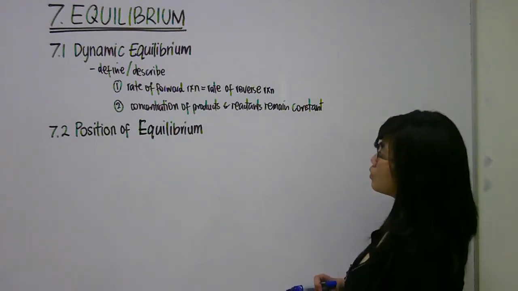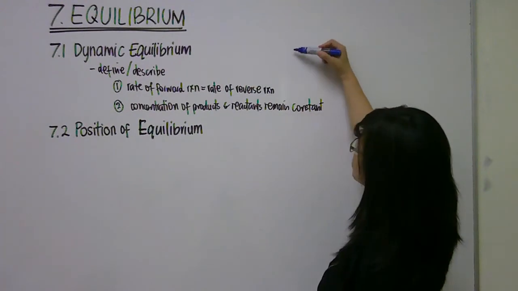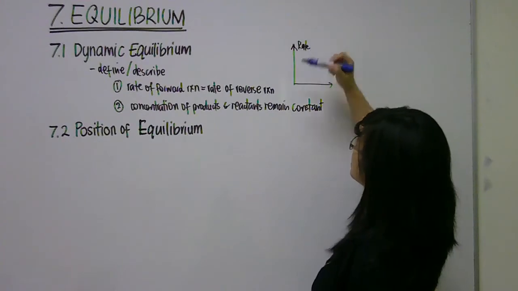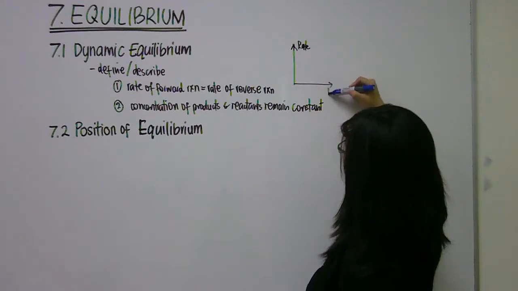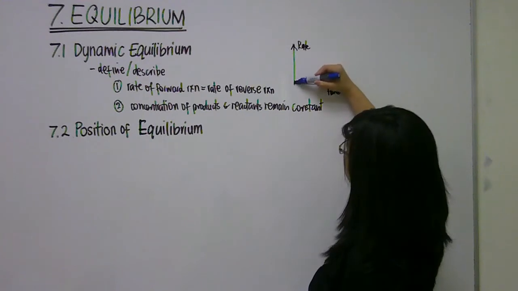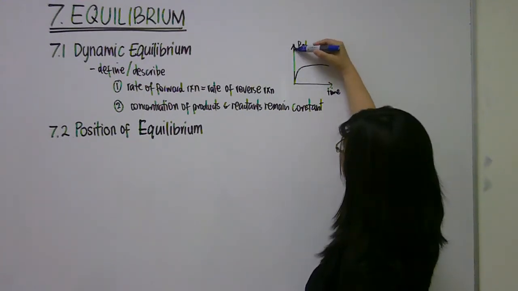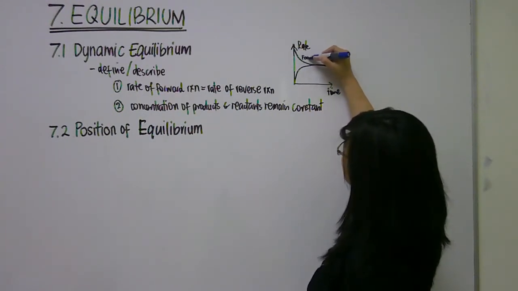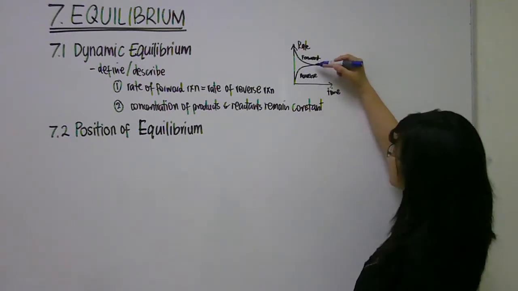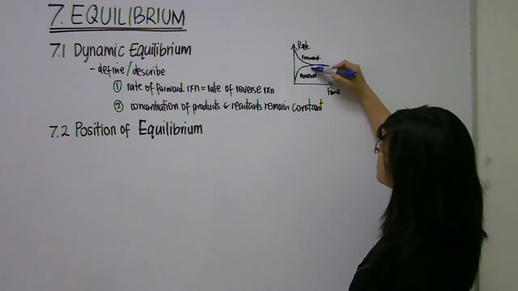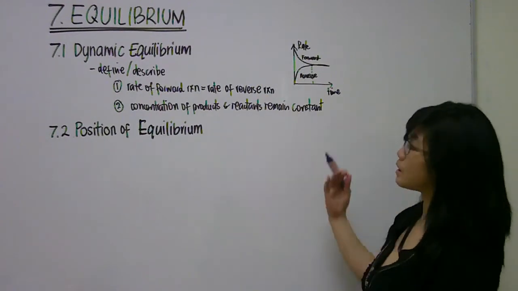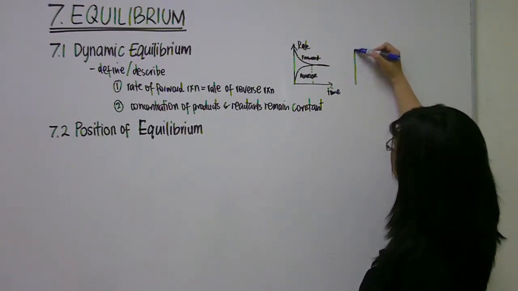Okay, so they may ask you to plot, or rather explain in graphical form, rate and then time. Okay, so let's say this is the rate of your forward reaction. This is the rate of your reverse reaction. Very importantly, at dynamic equilibrium, the rate needs to be the same. Okay, the forward and the reverse need to be the same.